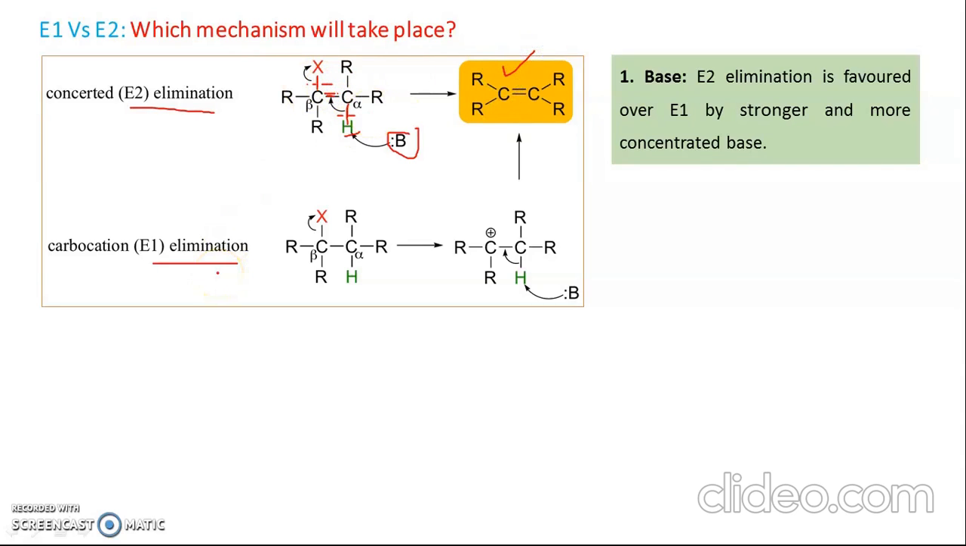But when it is E1 elimination, there are two steps. First, there will be formation of a carbocation over this carbon, because in the first step the CX bond will be cleaved. In the second step, after the formation of the carbocation, this CH bond will be removed by the base, and again we are getting the same molecule. There are some factors that affect which will predominate, E1 or E2.